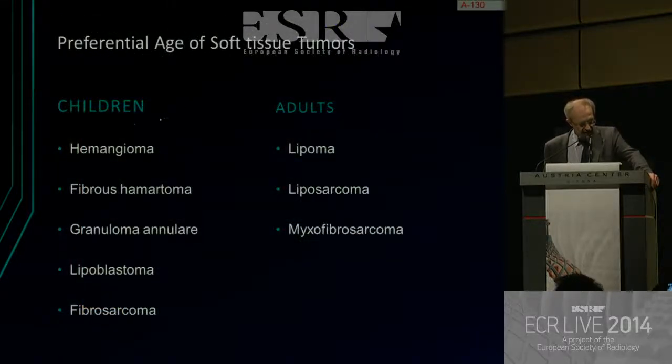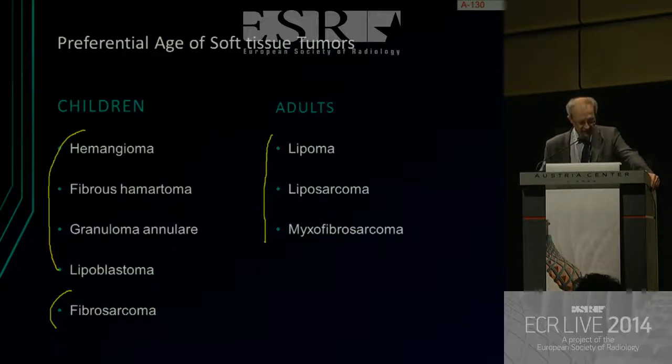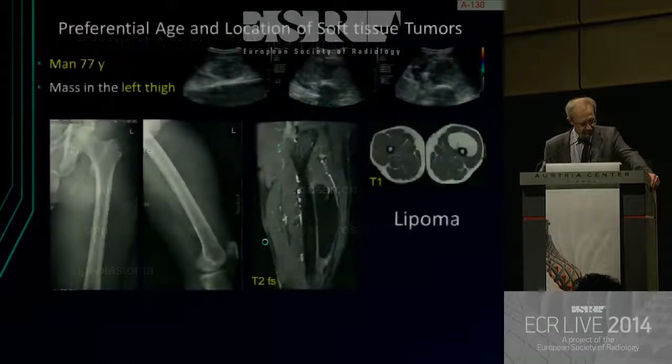So here we have the age. In children, the most frequent benign lesions are hemangioma, fibrous hamartoma, granuloma annulare, and lipoblastoma, and the malignant is fibrosarcoma, whereas in adults, lipoma, liposarcoma, and myxofibrosarcoma are the most frequent lesions.